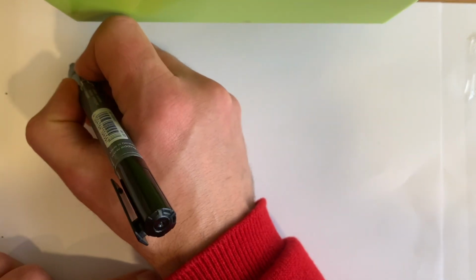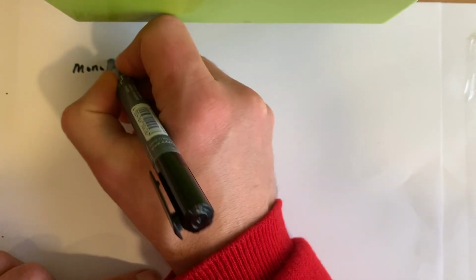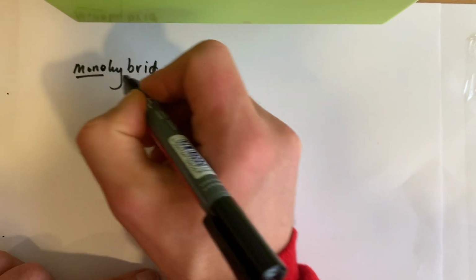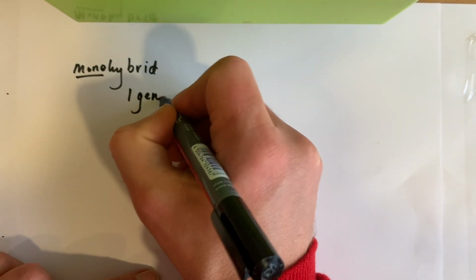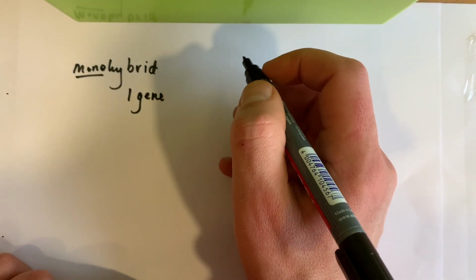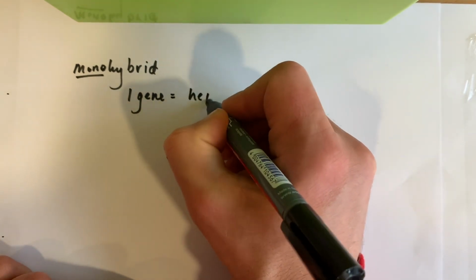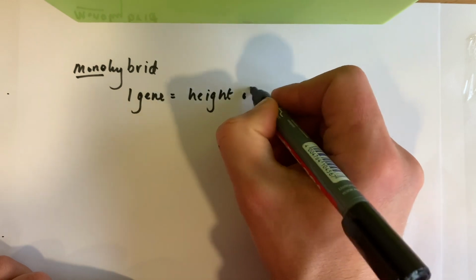Okay guys, so this time we're going to do a monohybrid genetic cross. So if I just put monohybrid, the prefix mono means one gene. So for example, it might be the gene for the height of a plant. So we could say height of plant.